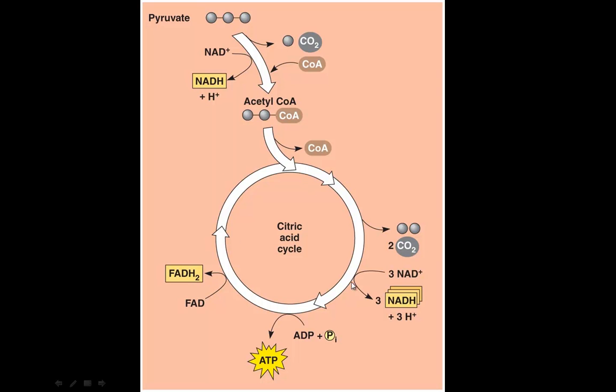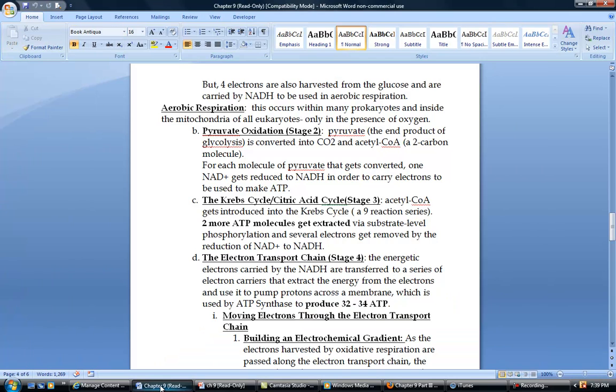Now, how many ATPs have we created? Well, you can see there's one right here, but remember, there were two pyruvates. So this whole cycle is happening twice. So that means 2 total ATPs are being created, a whole bunch of carbon dioxide, and a real huge amount of electrons are being harvested. So let's go back to the notes and take a look at what we've got written here.